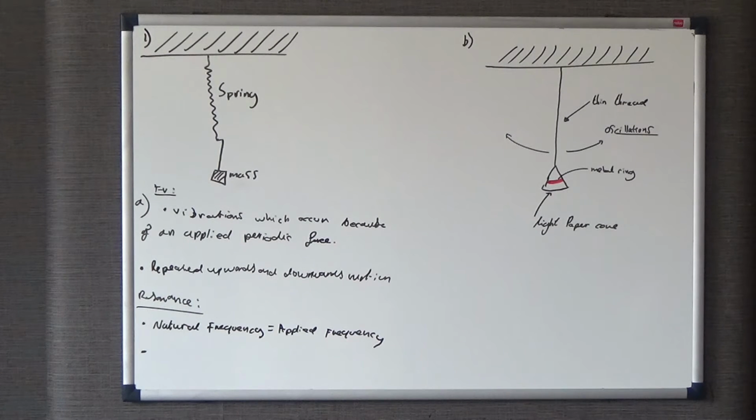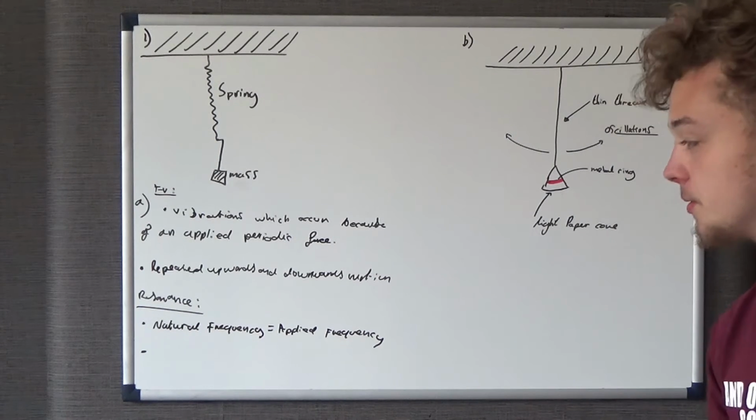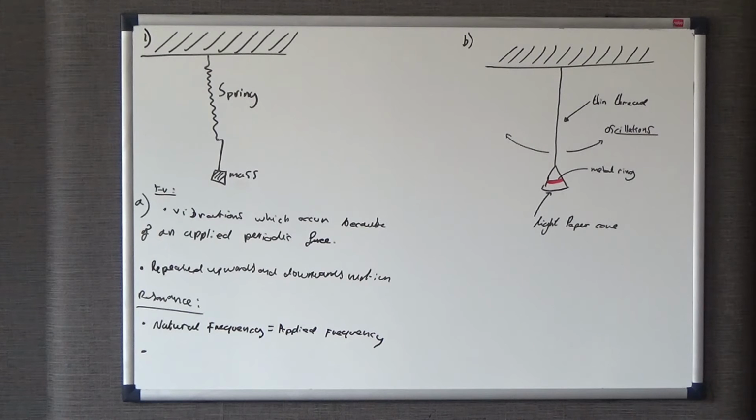Whenever you see resonance, the amplitude is always the biggest. If the natural frequency is bigger than the applied frequency, you can still increase the applied frequency. However, once the applied frequency becomes bigger than the natural frequency, it will break the system, because it will be going faster than it naturally would want to. So something's likely to break.